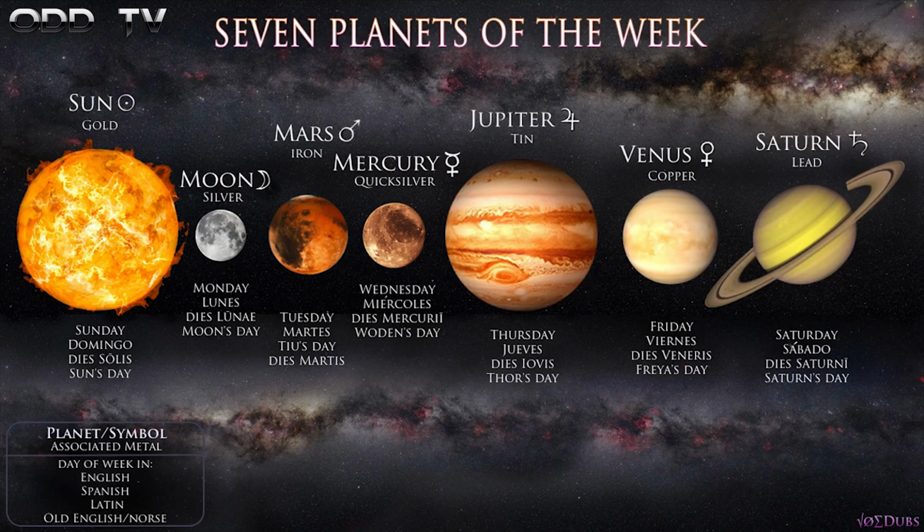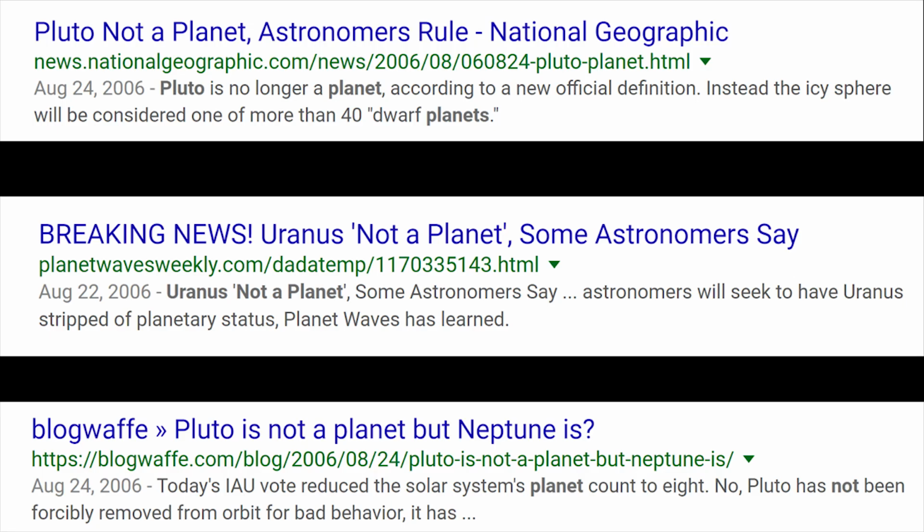You can find the planets of the universe encoded in our weekdays. Sunday is Sun. Monday is Moon. Tuesday is Mars. Wednesday is Mercury. Thursday is Jupiter. Friday is Venus. Saturday is Saturn. All 7 wandering stars are accounted for. You're probably wondering about Uranus, Neptune and Pluto.